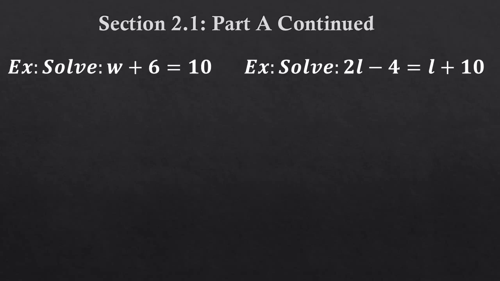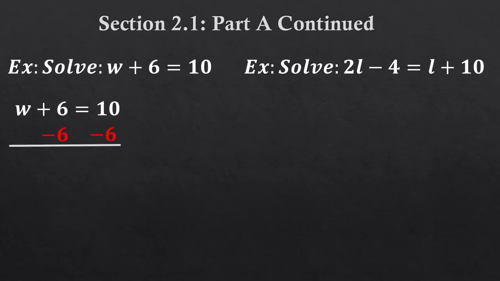Solve w + 6 = 10. In order to get the w by itself on the left-hand side, which again is what I prefer to do, I need to move the 6. The way to move the 6 is to change its sign. It is a positive 6, so to move it, make it negative, which means we're going to be subtracting 6 on both sides of the equal sign.